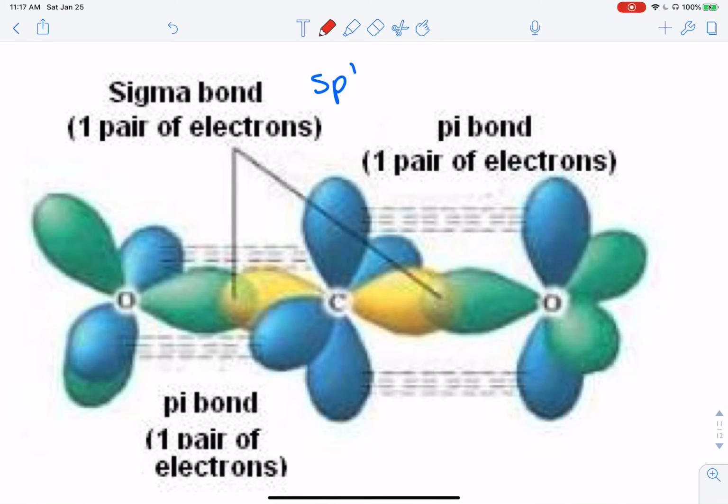Okay. This area here, this green and yellow, represents the hybridized orbital that's sharing electrons, the sigma bond. That's the overlap between the two nuclei. So one sigma bond here and one sigma bond here. Okay, but that carbon needs to have two pi bonds, one with each oxygen. So what does it do?